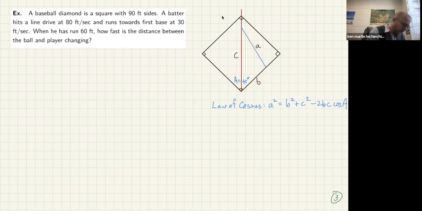So we're going to be thinking about the rate of change with respect to time. And so we're going to take the law of cosines there, a squared equals b squared plus c squared minus 2bc, and we're going to put in the cosine of 45 degrees, which is the square root of 2 over 2. So that means you can do a little bit of cancellation there and simplify it right off the bat.